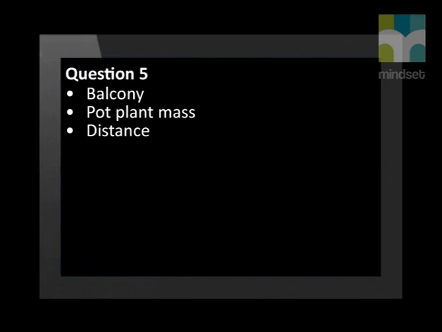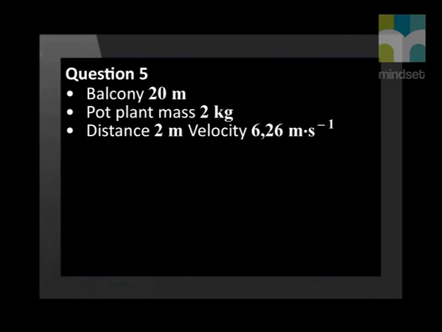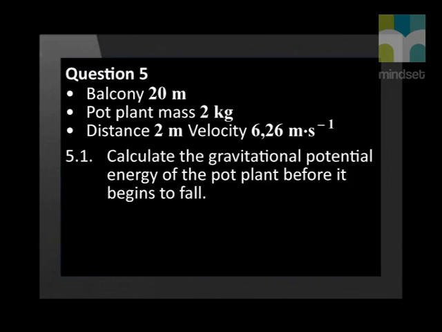Now we have a question on how to calculate the mechanical energy. A pot plant falls off the balcony of an apartment. The balcony is 20 meters above the ground and the pot plant has a mass of 2 kilograms. After falling a distance of 2 meters from the balcony, the pot plant has a velocity of 6.26 meters per second. Ignore the effect of air resistance.